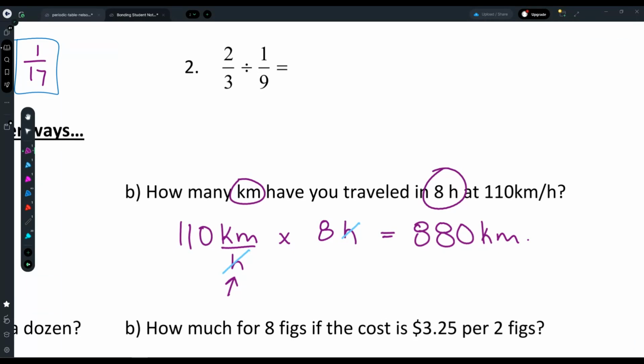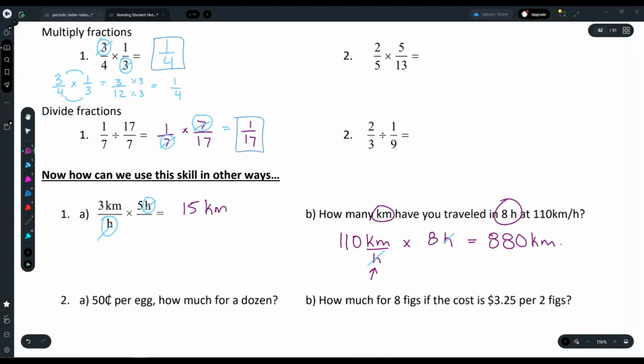Okay, so that's a couple of quick examples of how unit analysis works. If you have the exact same unit in the numerator as well as the denominator, they are going to cancel out.